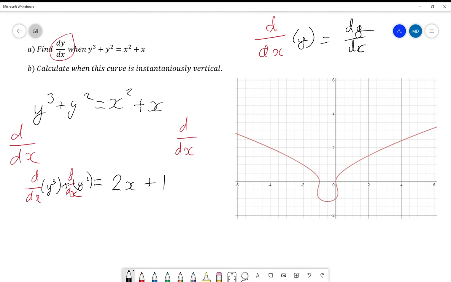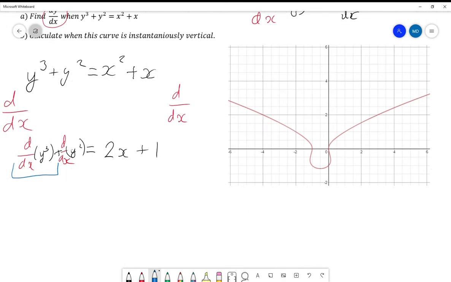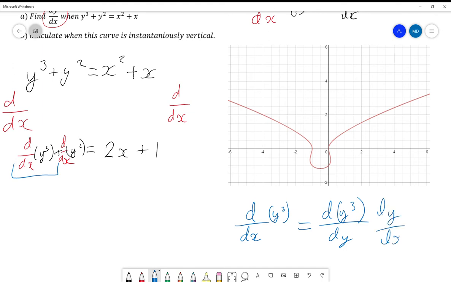And so from here, what we need to do is ask ourselves, how are we going to deal with this? What are we going to do to show that d by dx of y cubed is whatever it is? How are we going to work that out? And the answer is we're going to go to our friend the chain rule. We're dealing with d by dx of y cubed, but that is just very simply going to be d of y cubed by dy multiplied, because it's the chain rule, by dy by dx.